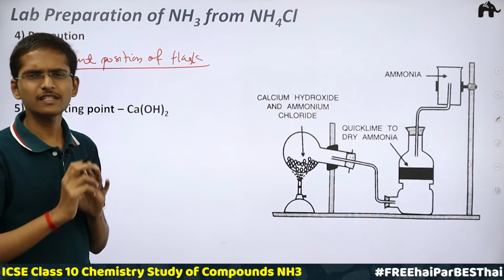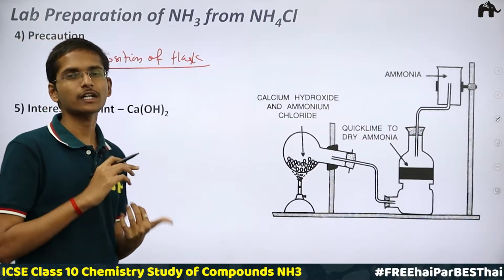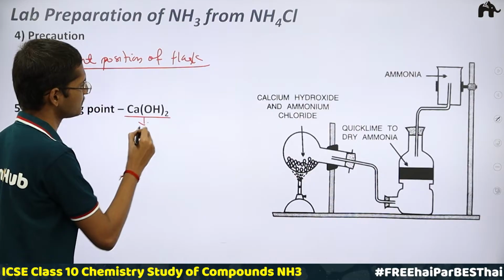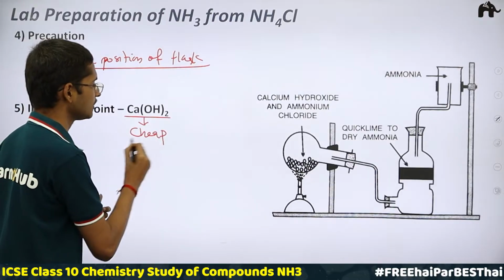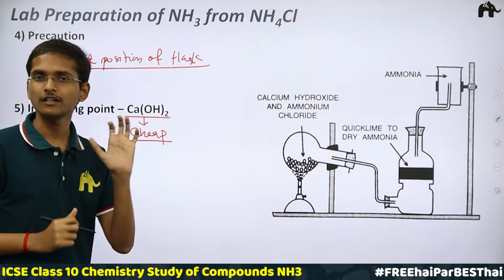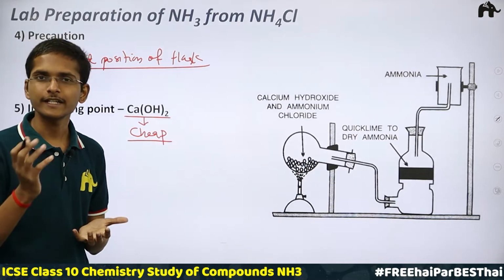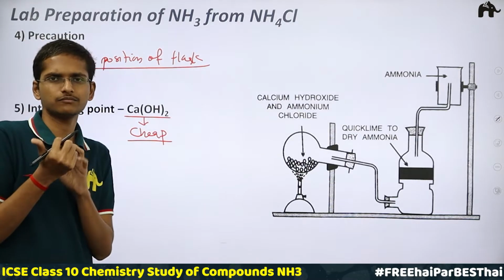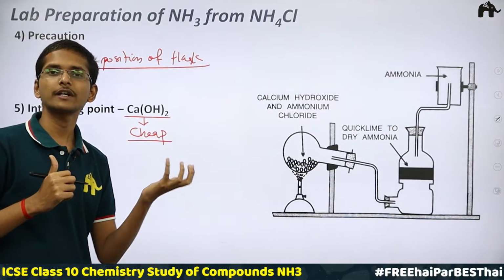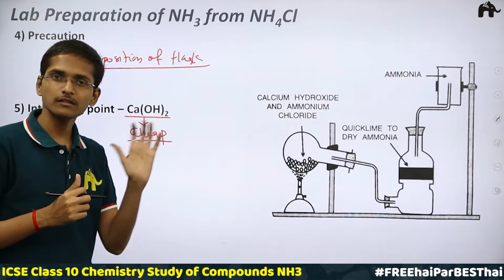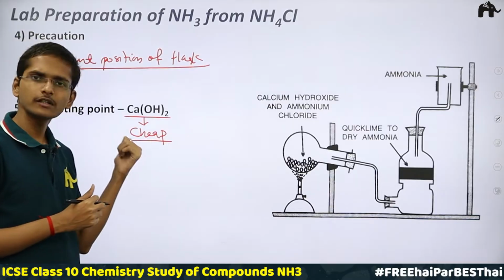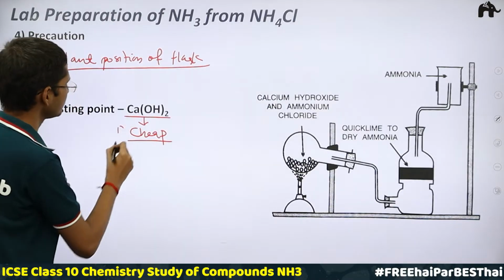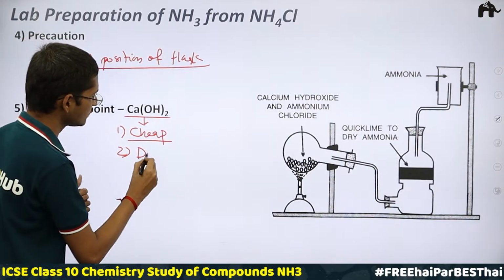We are using it in excess, but why are we using calcium hydroxide, and not any other alkali like sodium hydroxide? Because calcium hydroxide is very cheap, first of all. Just like we used sodium chloride for the preparation of hydrogen chloride gas because it was cheap, in the same way we are using calcium hydroxide because it is cheap. That's why we are using it. First point. And the next one is, it is not deliquescent.